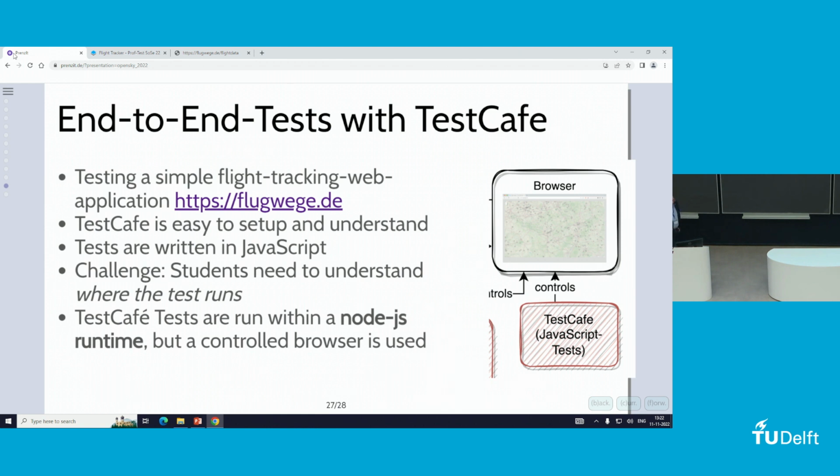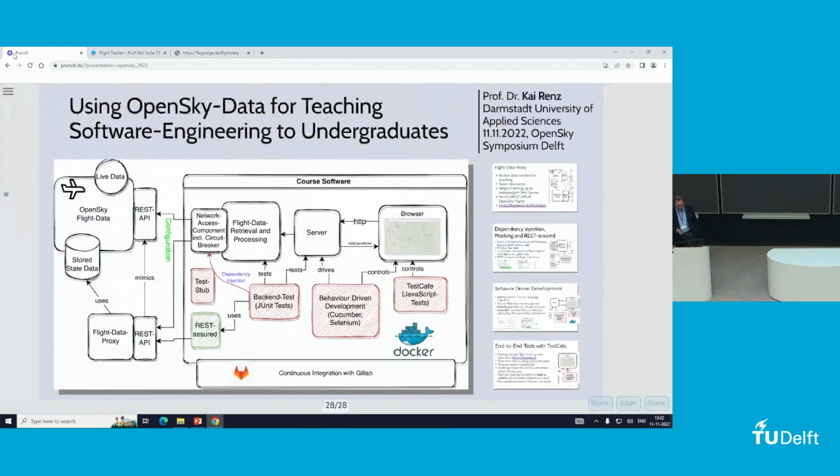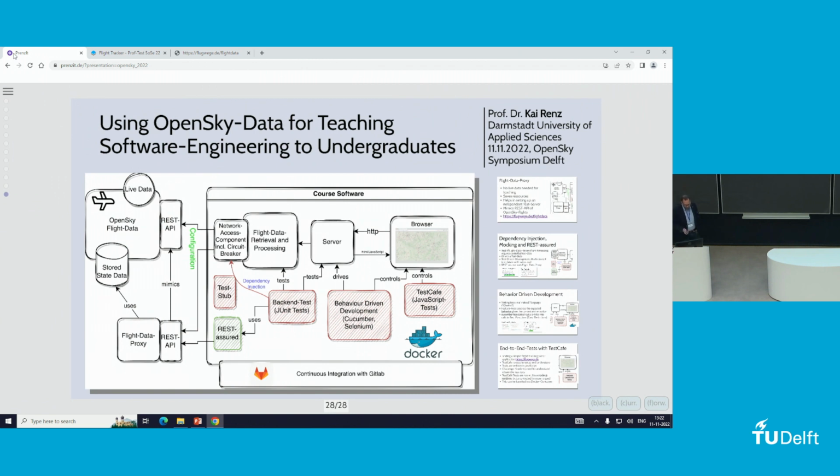And the TestCafe tests are run within a Node.js runtime, but they control the browser, so that's something that's not so easy to understand. And this all can be handled within Docker containers, so you have the whole thing with infrastructure that you teach as well in the course. Yeah. So this is basically the setup that I'm teaching in my course. There's lots of stuff that is running besides this, obviously not visible.